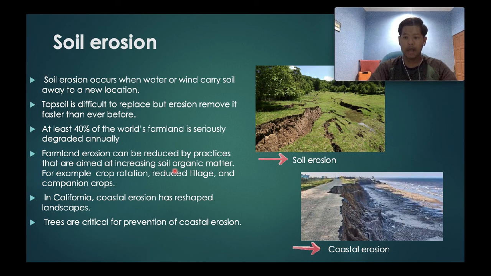In order for us to reduce coastal erosion from happening frequently, we need to plant as many trees as we can, because trees are crucial for the prevention of coastal erosion. Trees do not only hold soil in place, but also break the waves from storm surges and absorb their energy.